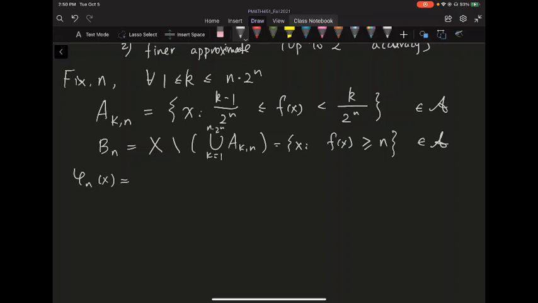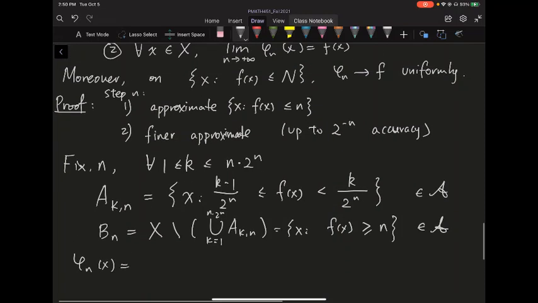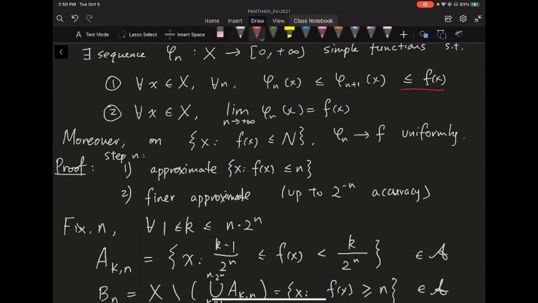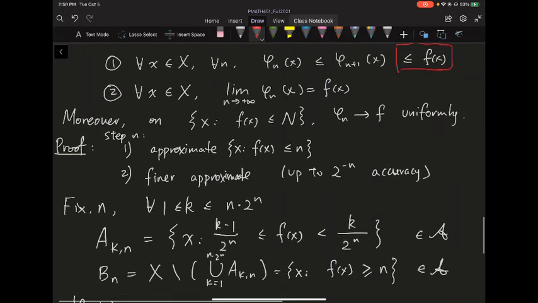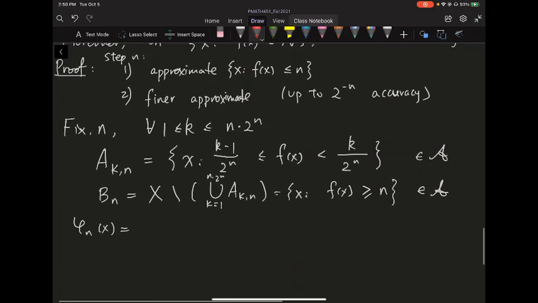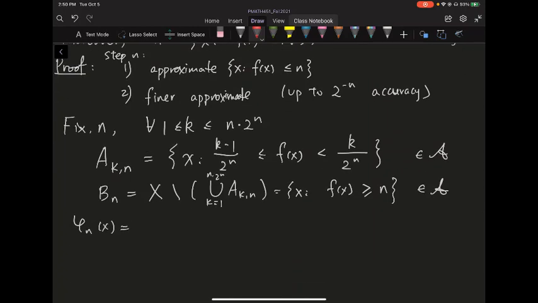All right, so let's now write phi_n of x. Remember I want to make this phi_n less than or equal to f, so this is something extra. If you follow Ken Davidson's notes, he didn't require that, so it's a little bit easier. He used the right endpoint. Because I want to make it less than f of x, I need to pick the minimal value on this interval. So I have to make it equal to k minus 1 over 2 to the n. That's my function value on A_k^n. Here k goes from 1 to n times 2 to the n.